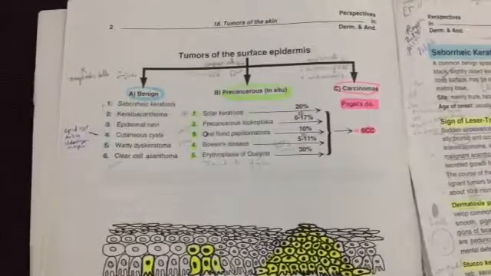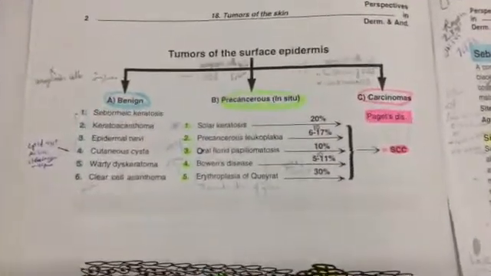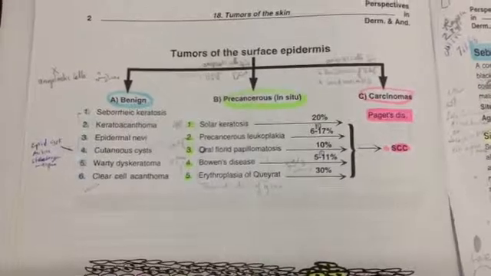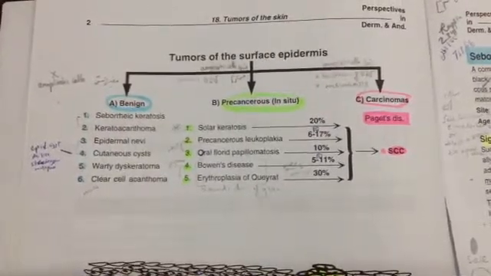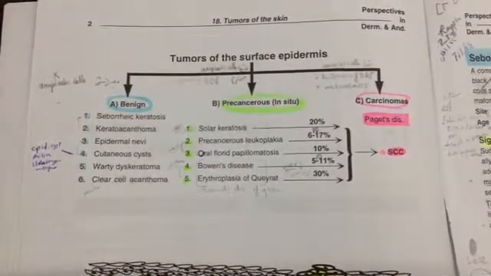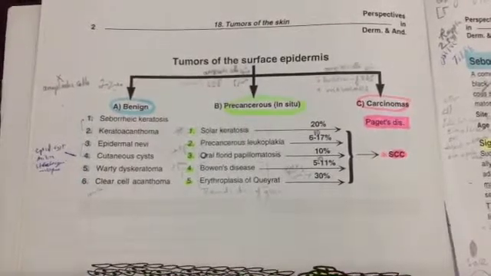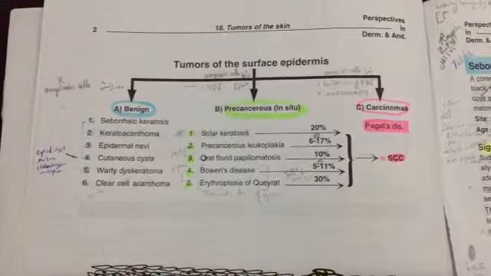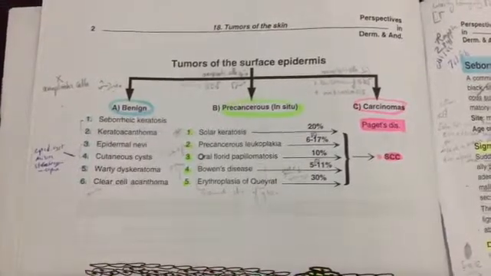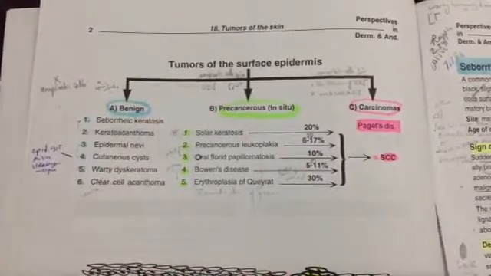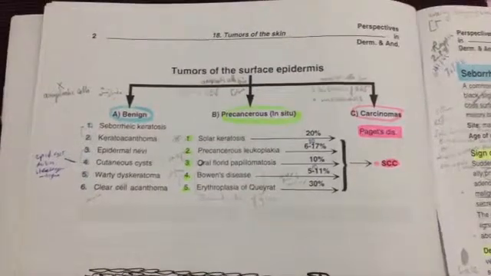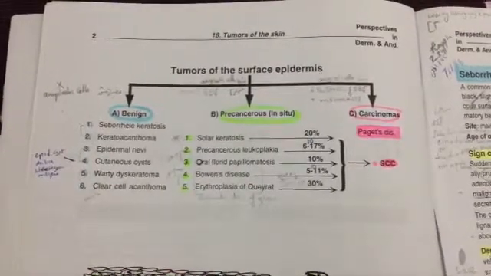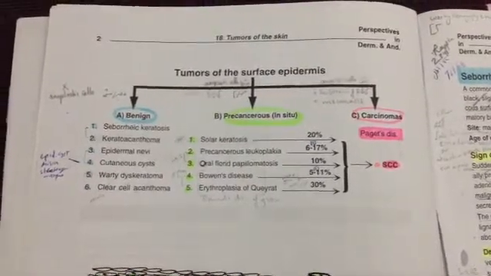Precancerous in situ: solar keratosis 20%, precancerous leukoplakia and oral florid papillomatosis about 10%, Bowen disease 10%, 5 to 11, and erythroplasia of Queyrat 30%. Shift to the squamous cell carcinoma. The carcinomas like squamous cell carcinoma and Paget's disease.